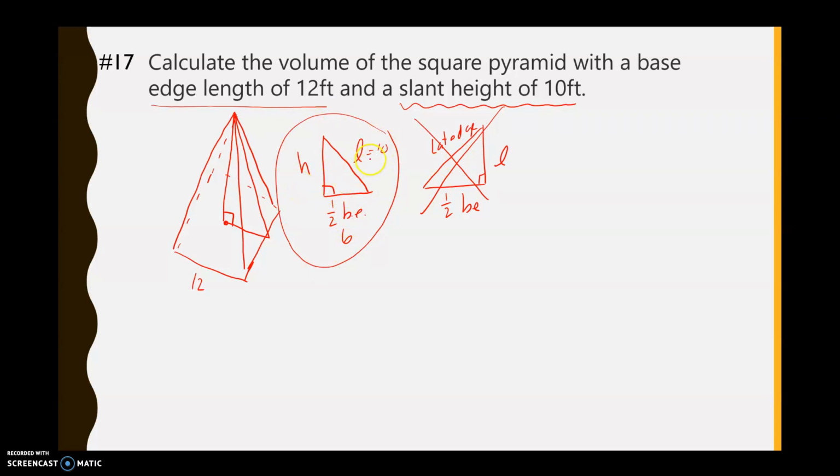Now, if I have a right triangle with a hypotenuse of 10 and a leg of 6, the triple tells me that my height is going to be 8. So I have a 6, 8, 10 right triangle. And that's all I need. So I'm going to take the volume equal to 1/3 big B H. My big B is going to be the area of my base, so 12 times 12, which is 144. And my height I just found to be 8. So I'm going to take 144 times 8 divided by 3, and that should give me 384.